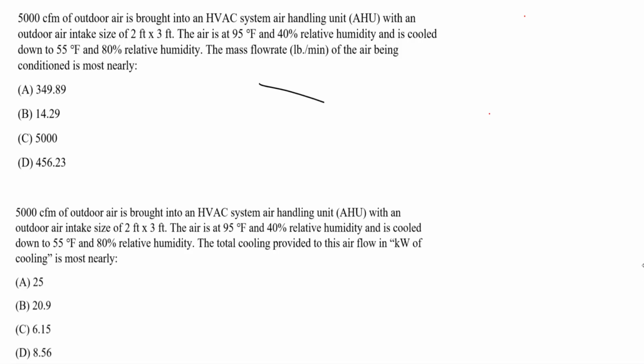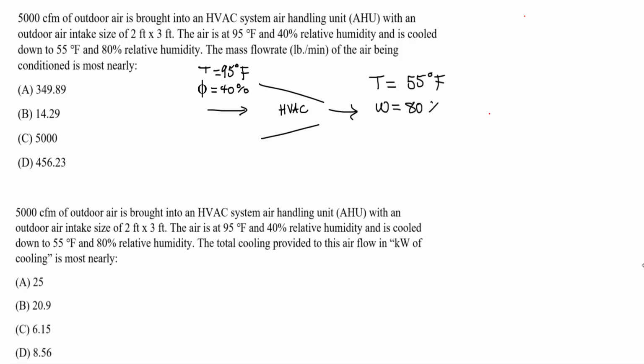So again, we have an air conditioning. The air comes in at a temperature of 95 degrees Fahrenheit, which is stated here, and 40% relative humidity. Then this air comes out from our HVAC system here. It comes out at a temperature of 55 degrees Fahrenheit, and the relative humidity in this case is 80%. So what we want to find here is the mass flow rate of the air being conditioned.